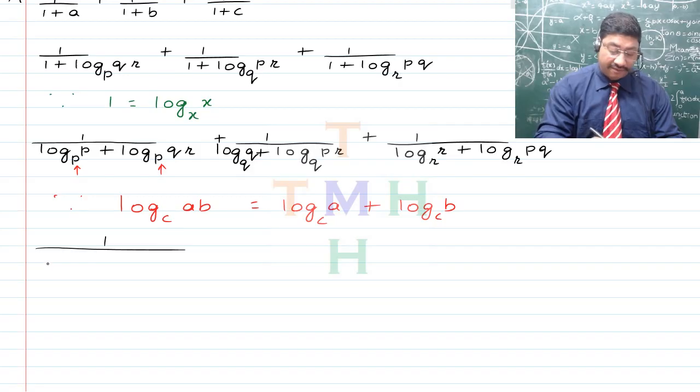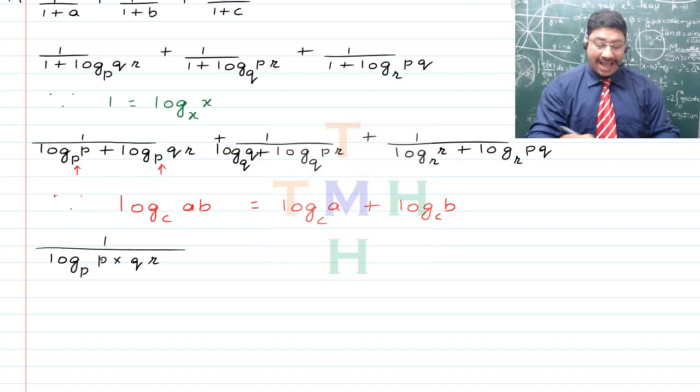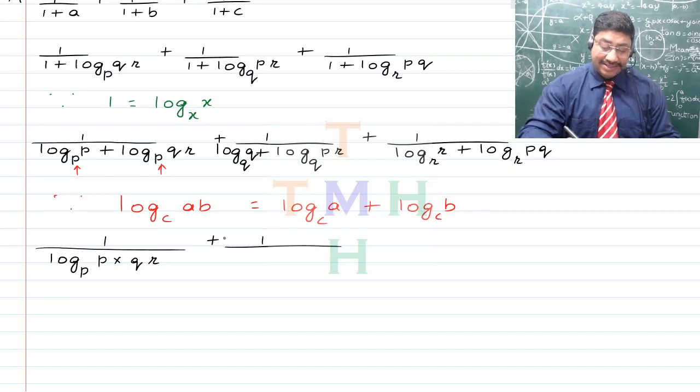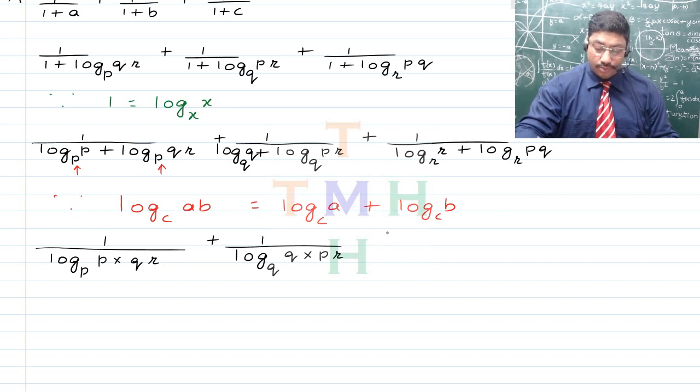So now we have 1 upon log of p, which is going to be multiplied with qr, and the base will remain the same. Here we've just used the rule above. Now to this is going to be added the next term, which can be written similarly as log of q, multiplied with pr, and the base is going to be q.